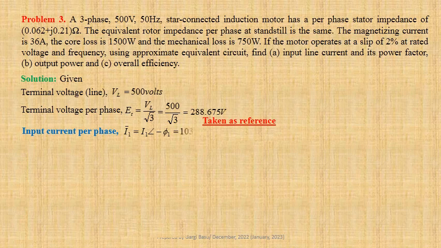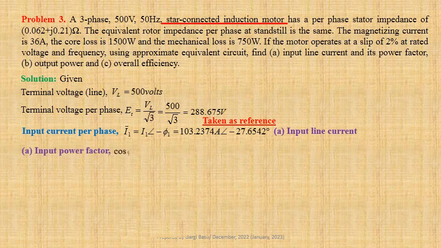equals 103.2374 ampere at an angle minus 27.6542 degree. For star-connected induction motor, input current per phase equals input line current. Let us now determine input power factor. Cos phi 1 equals cos of 27.6542 degree, that is equal to 0.886, lagging.